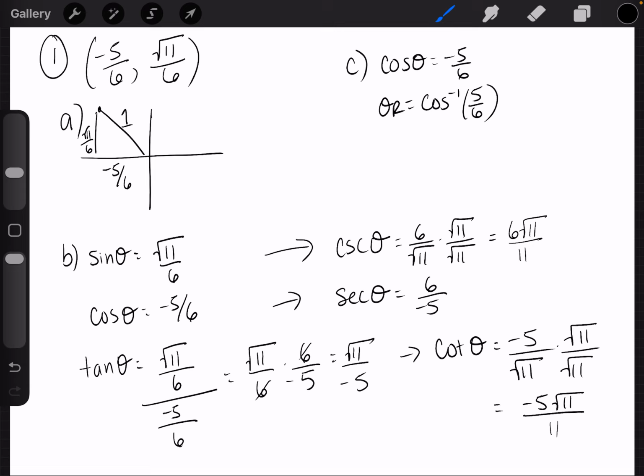5 over 6 gives me a decimal. Second cosine tells me that my reference angle is 33 degrees. And it's in quadrant 2, so I need to do 180 minus 33. Let's see what that is on my calculator. 146 degrees. So that was question 1 on the long answers.